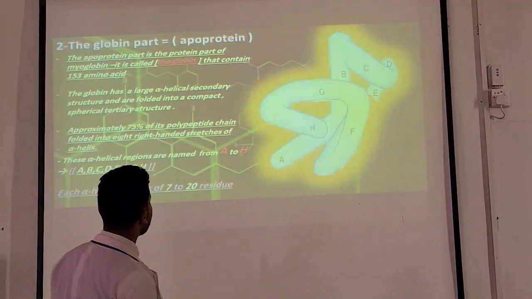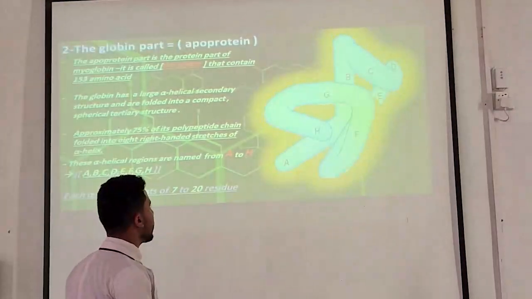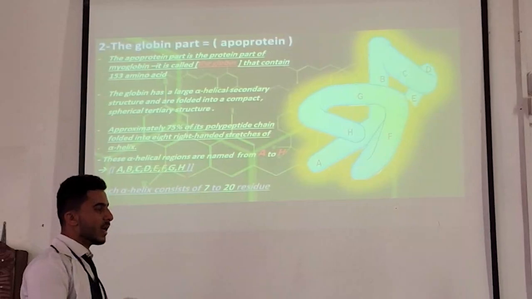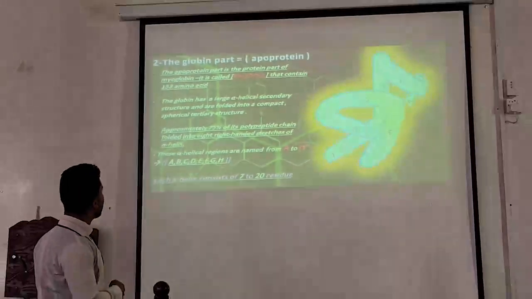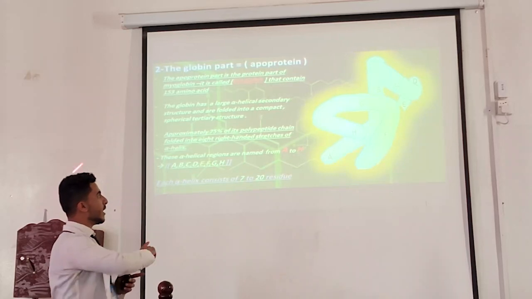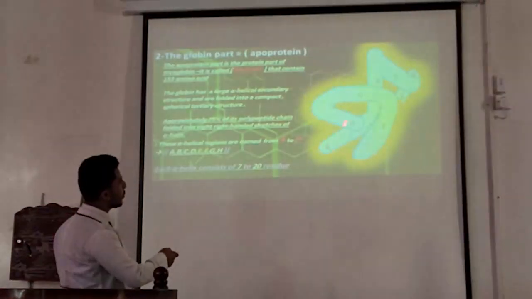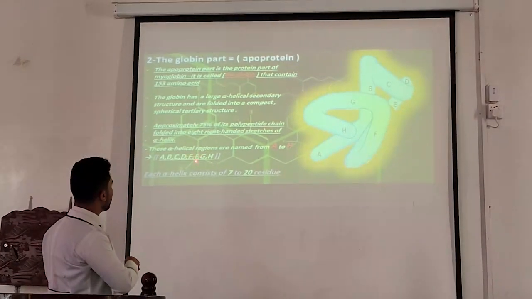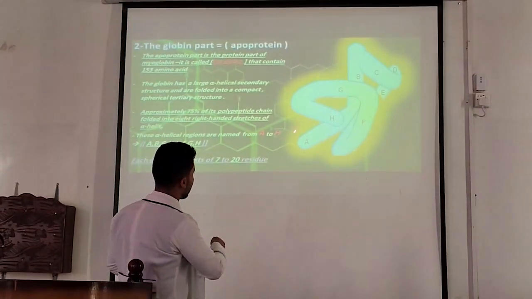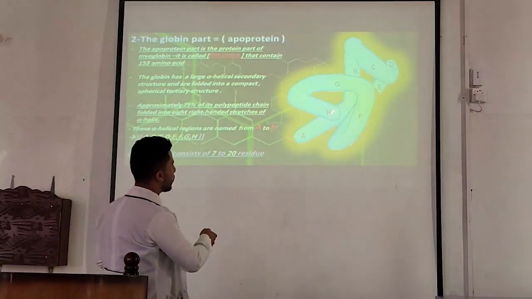Number two, the globin part. The globin part, as you know, is a long polypeptide chain that consists of 153 amino acids. It has large alpha helical secondary structure that is folded into a spherical tertiary structure, as you know. Approximately 75% of its polypeptide chain is folded into 8 right-handed stretches called alpha helices. They are named from A to H: A, B, C, D, E, F, G, H. Each one of them is an alpha helix. Each alpha helix consists of 7 to 20 or 21 residues or amino acids.